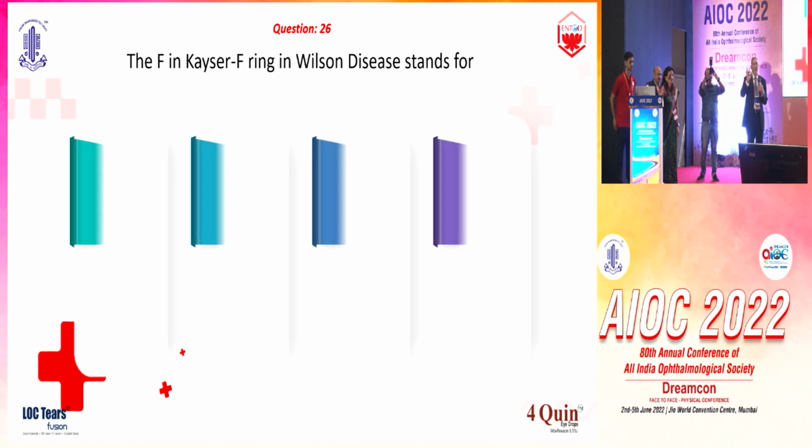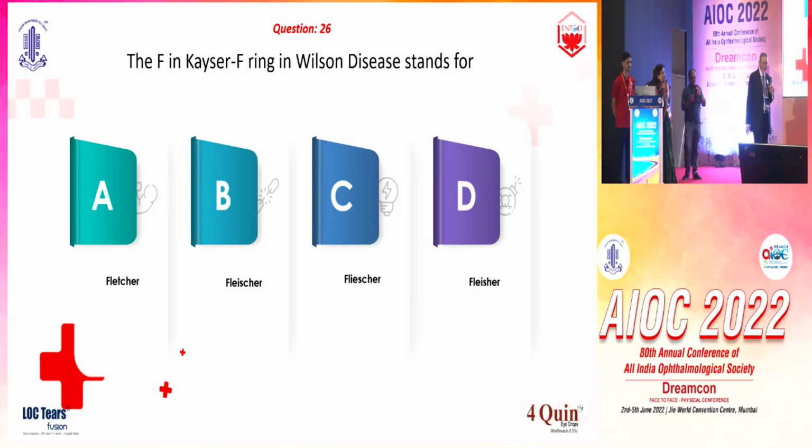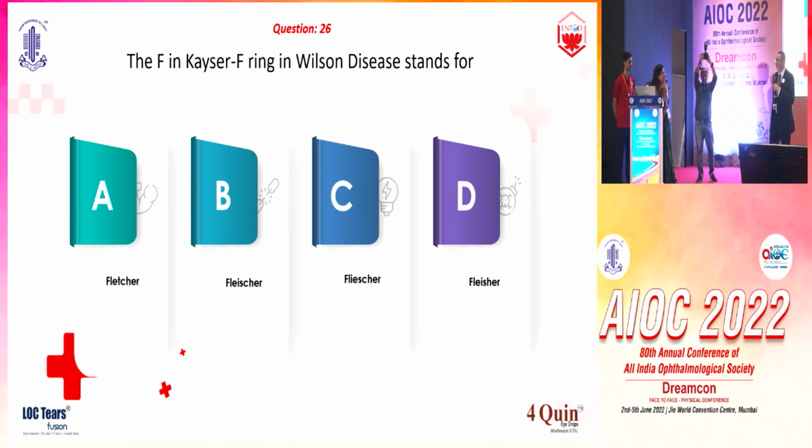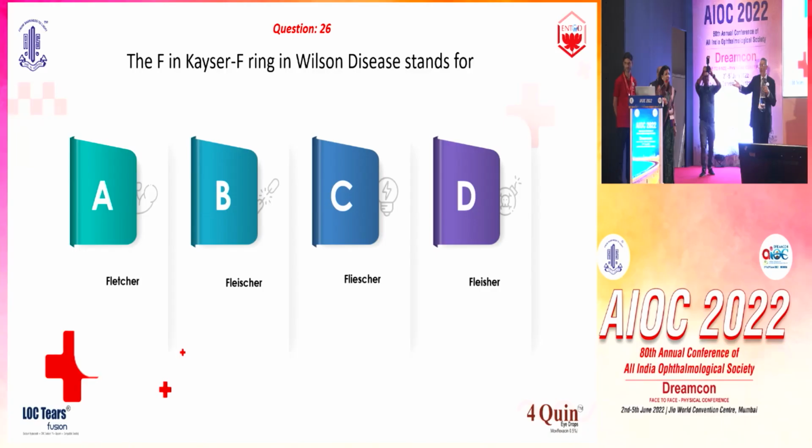The F in Kaiser-Fleischer ring in Wilson's disease stands for Fletcher or Fleischer or Fleischer. So you are checking spellings actually here, whether they know the correct spelling or not. Absolutely. I was tempted to ask for Kaiser spelling, but I thought this might be more interesting. Which of these is Fleischer? Your time starts now.